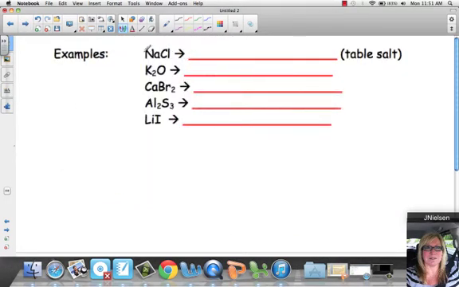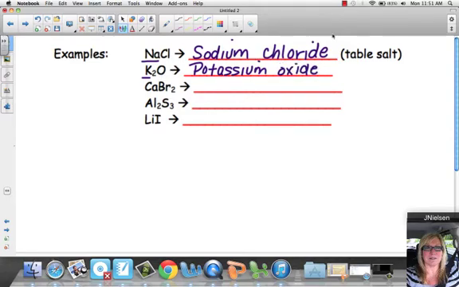So let's do some examples. We simply name the first element. The first element is sodium. The second element is chlorine, and we change that to chloride. Here the first element is potassium. We simply name it. And we change the second element, oxygen, to oxide. Notice how they both end in IDE.